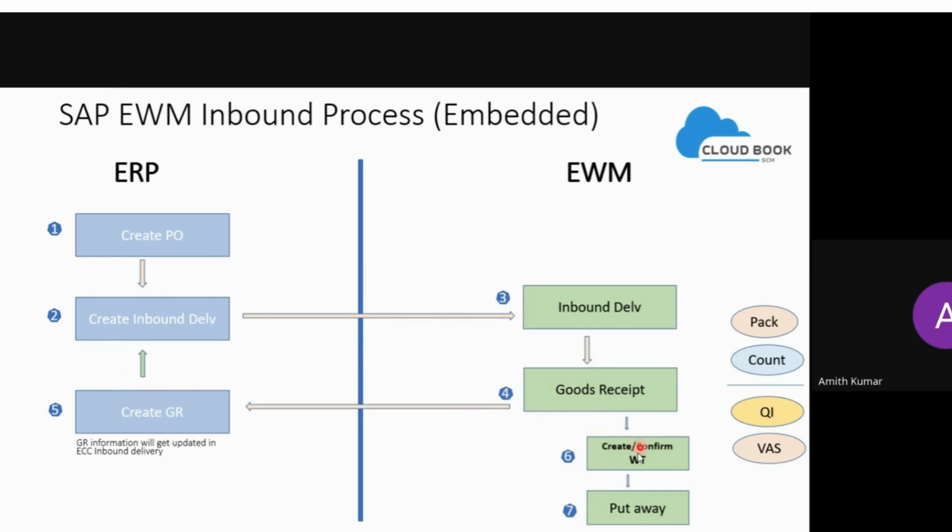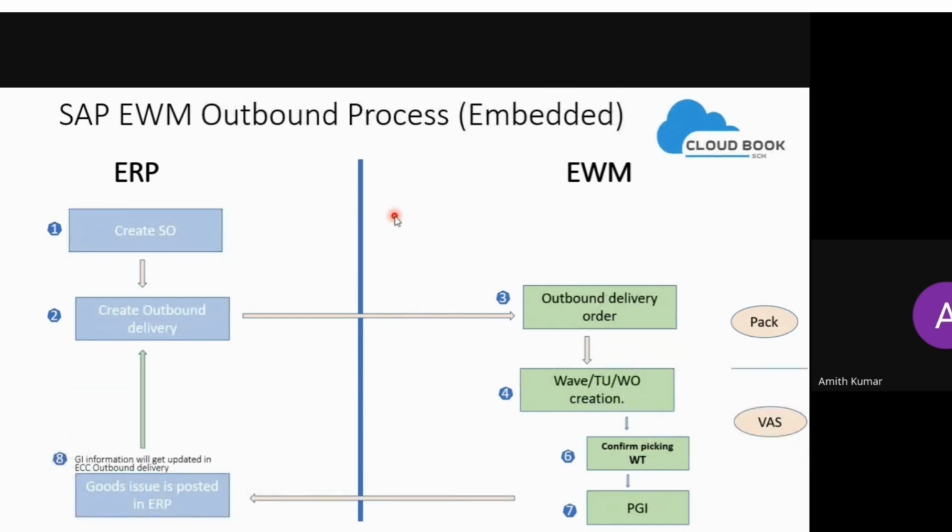There are a lot of things we do. We have a concept of warehouse tasks, warehouse orders, and all that, but we will see that later. But this is what we do. After performing the unloading of the goods, we move it to the final destination area. That is what we mean by put away. So this is how our inbound flow looks in EWM. In the same way, the outbound flow. So how does the outbound flow trigger?